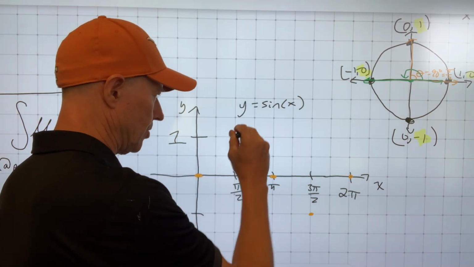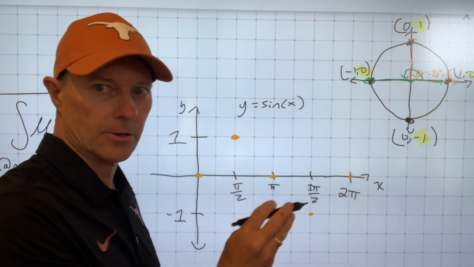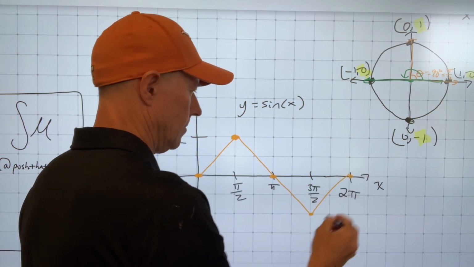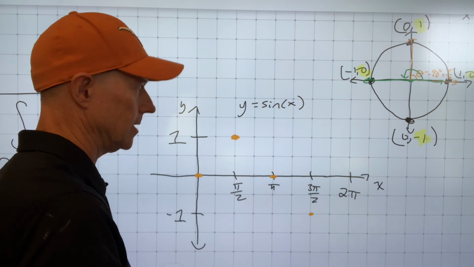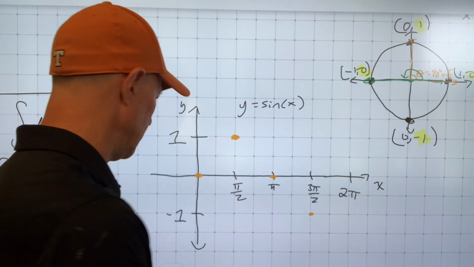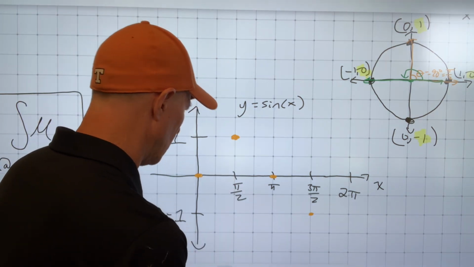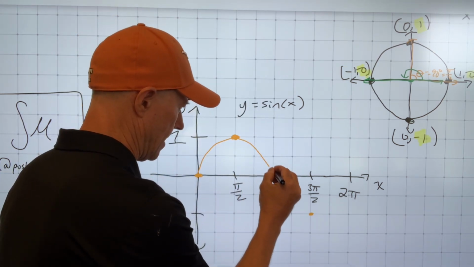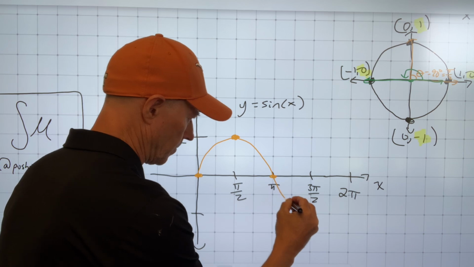Now, with just this, you might think that it does this, but that's terrible. That's not actually the case. We skipped over a lot of inputs. The graph actually looks more like this. It has a curve to it.